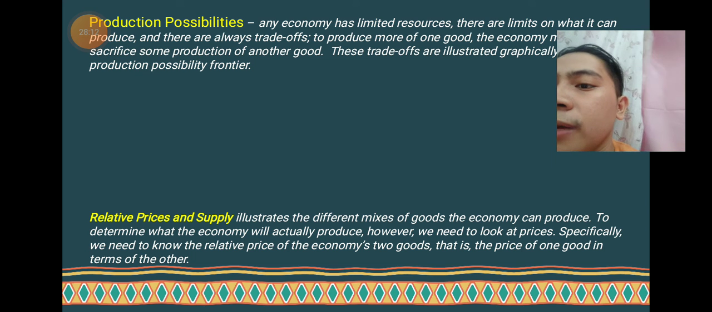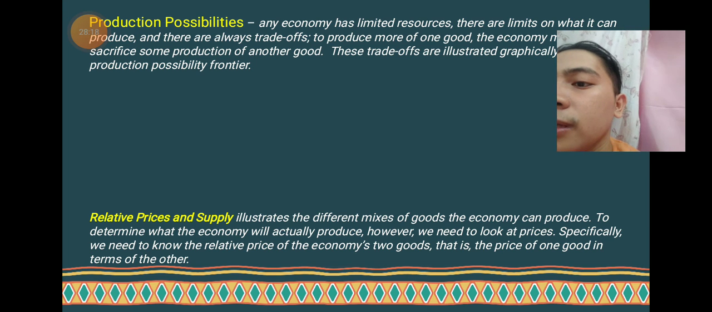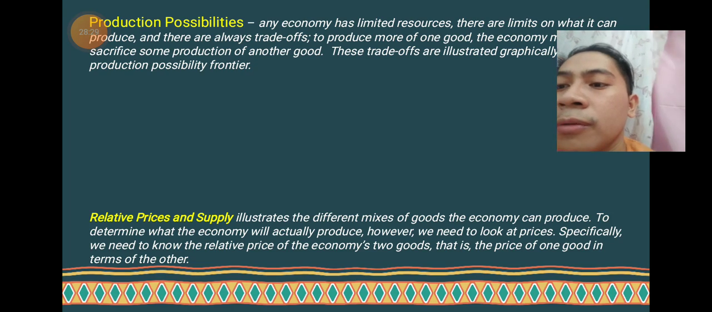Relative price and supply. The production possibility frontier illustrates the differing mixes of goods the economy can produce. To determine what the economy will actually produce, however, we need to look at prices. Actually, we need to know the relative price of the two goods, that is, the price of one good in terms of the other.